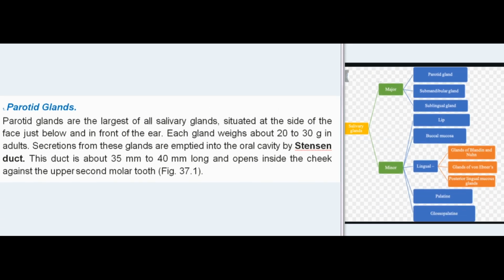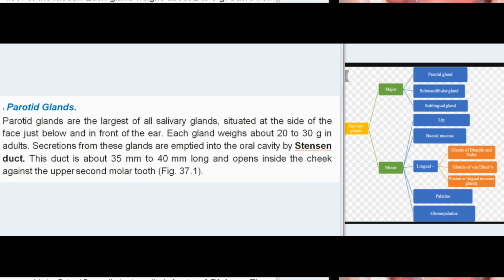Submaxillary glands. Submaxillary glands or submandibular glands are located in submaxillary triangle, medial to mandible. Each gland weighs about 8 to 10 g. Saliva from these glands is emptied into the oral cavity by Wharton duct, which is about 40 mm long. The duct opens at the side of frenulum of tongue, by means of a small opening on the summit of papilla called caruncula sublingualis.